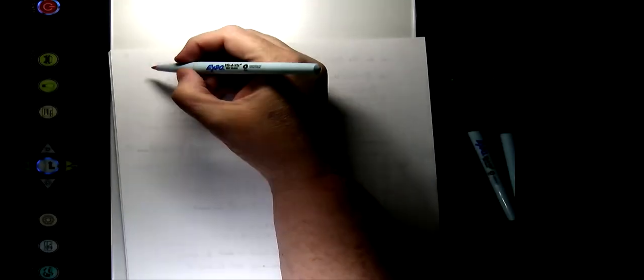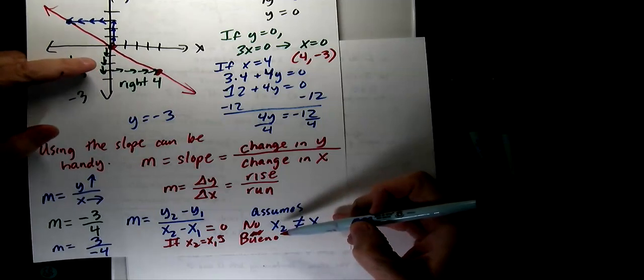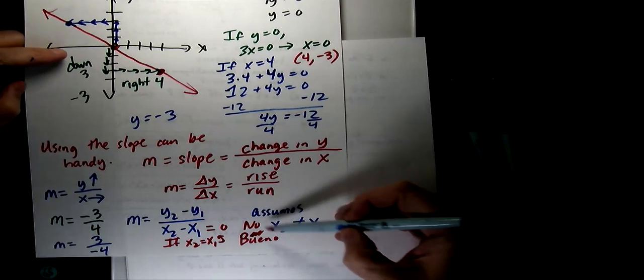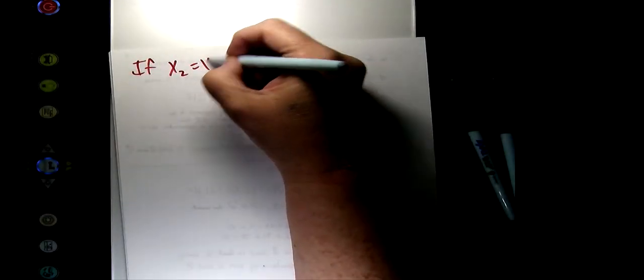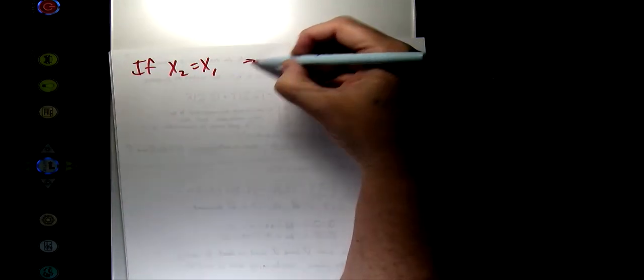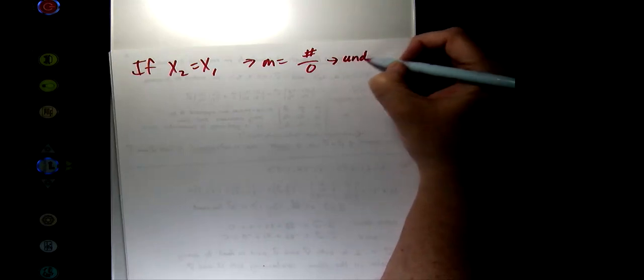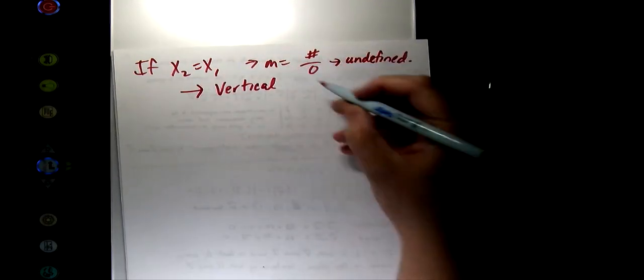So when we have, what situations give us where x2 equals x1? When does this happen? If x2 equals x1, we have m equals some number over 0, which means it's undefined. Wouldn't that be a vertical line? Those are vertical lines. It's the same x value for different y's.